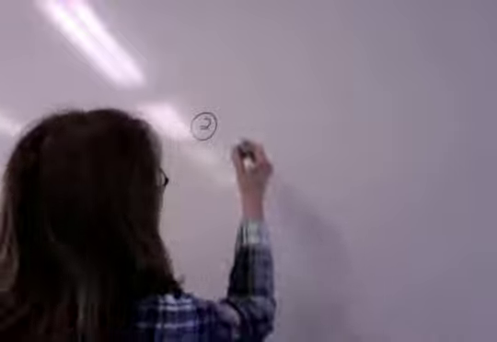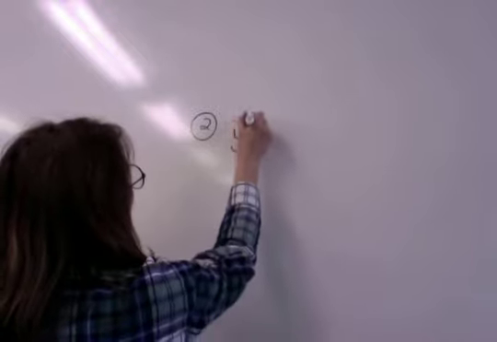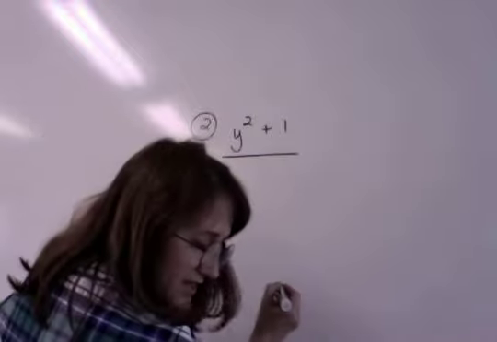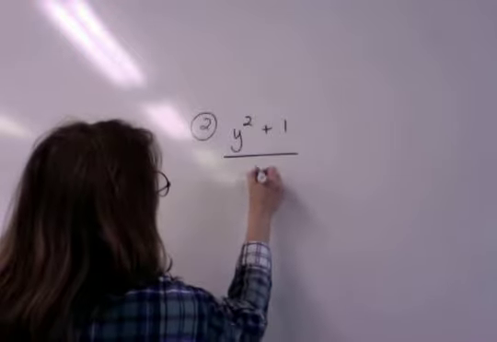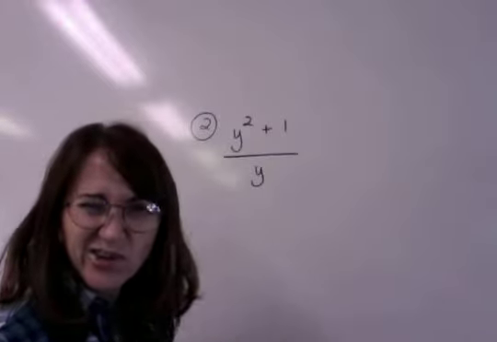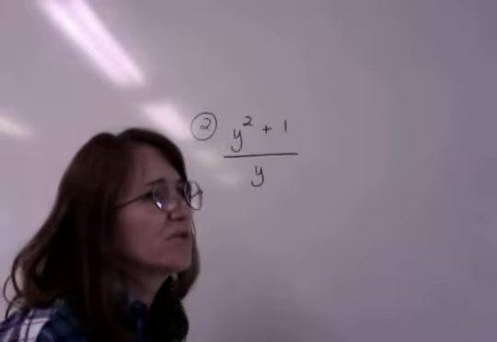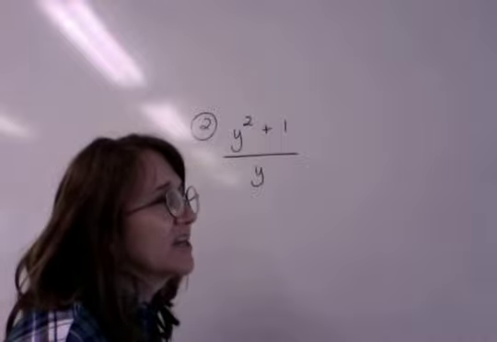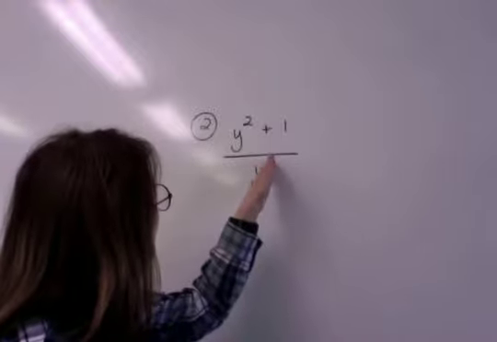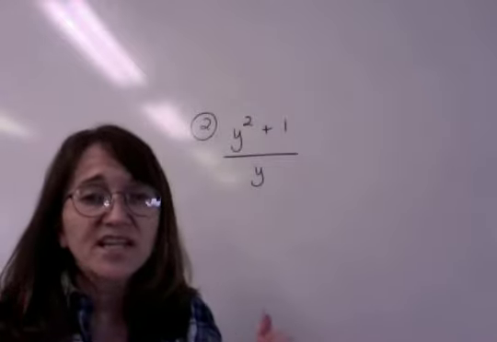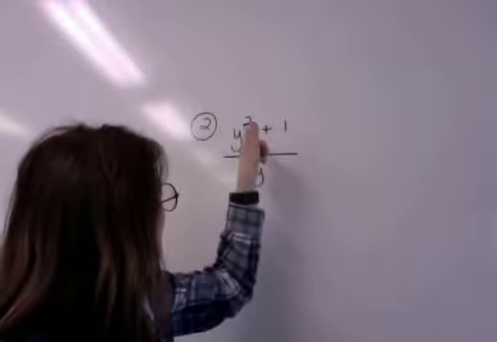Let's see here. If I've got y squared plus 1, and then down here, I've got a y. Look at what's happening here. Because you initially want to say, all right, I want to just go ahead and subtract that. That's probably what you're wanting to say. Why can't I just divide this into this?